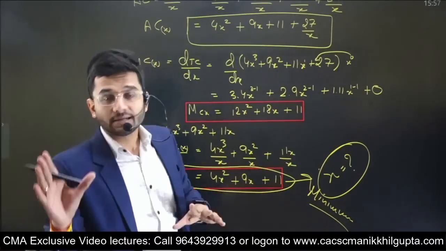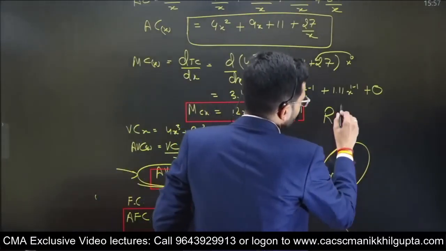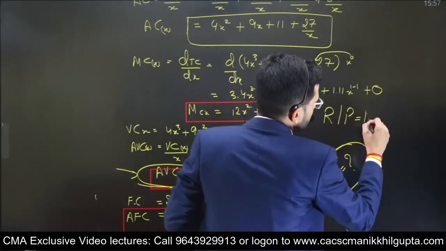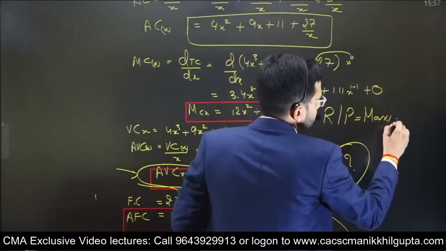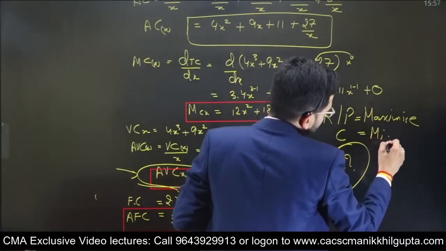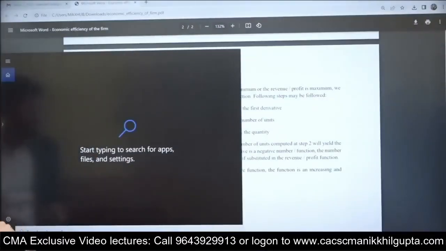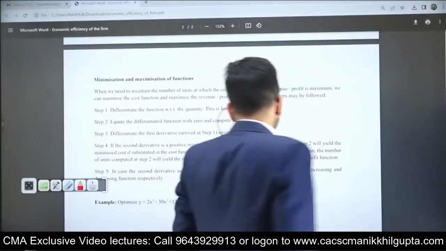This is known as maximization or minimization of a function. Wherever there is revenue or profit, you will be asked to maximize. And wherever there is cost, you will be asked to minimize. Now we are going to learn how to minimize or maximize a particular variable.